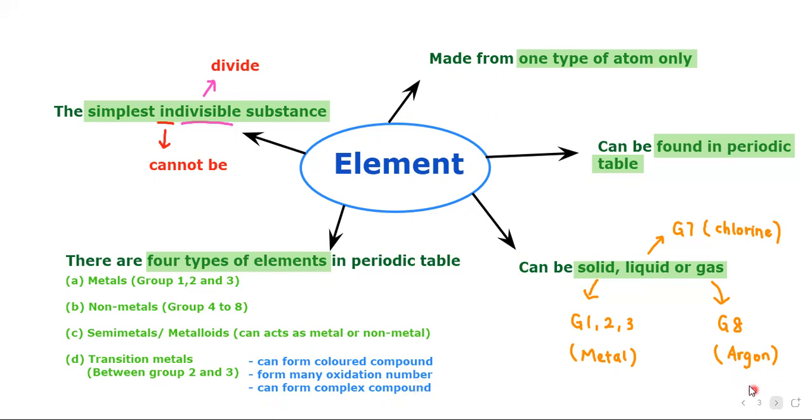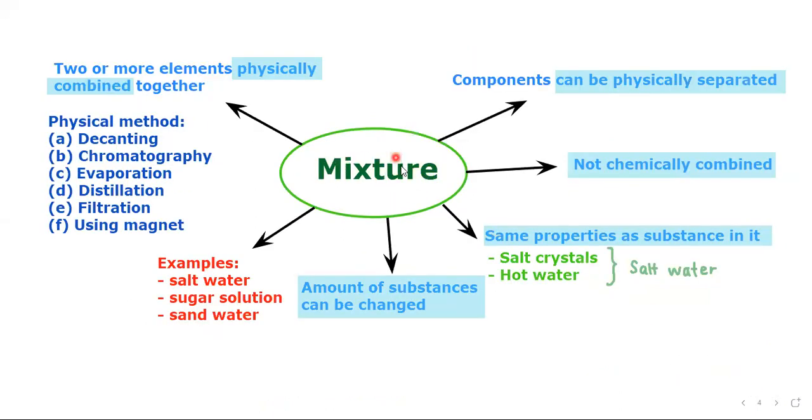So now we are going further to mixture. Okay. Mixture, what is mixture? As we learned just now, atoms and elements, you can already master and you are already very clear about these two, right? So we are going to see mixture. This mixture is made up of 2 or more elements which are physically combined together.